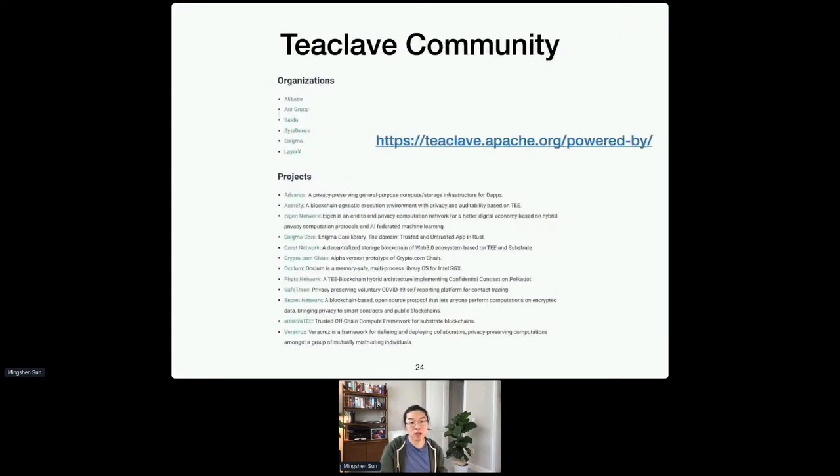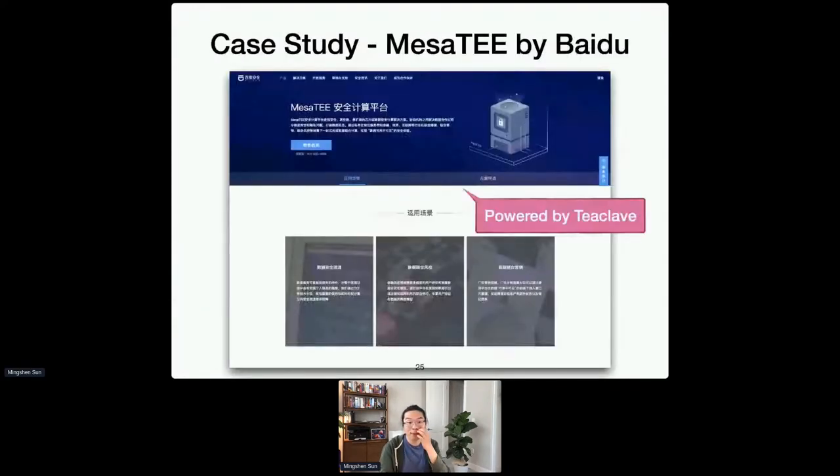So if you want to see the full list of projects using Teaclave, you can come to this Power BI page, and you can add it on GitHub and send us a pull request. We are happy to get more people involved. One case study is a product provided by Baidu, a Messenger project, which is a confidential computing platform, and you can host it privately and on the public cloud.